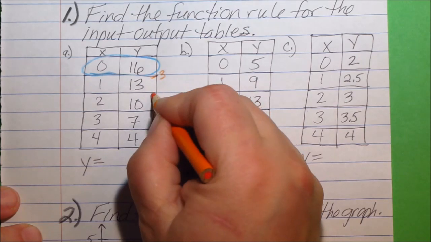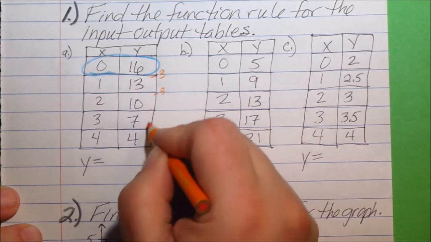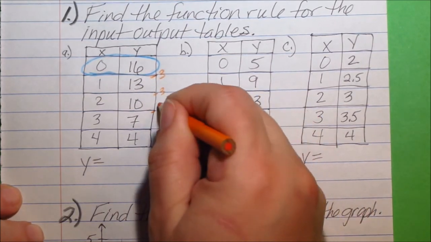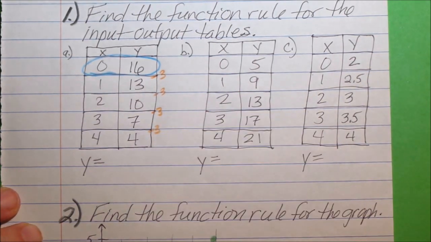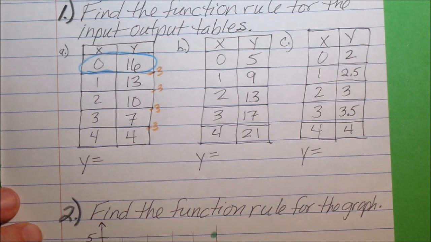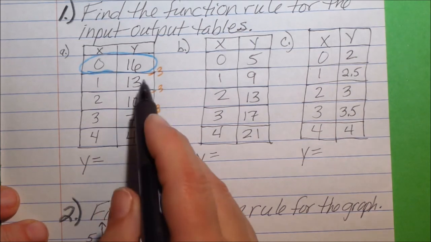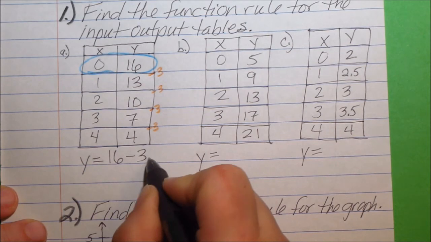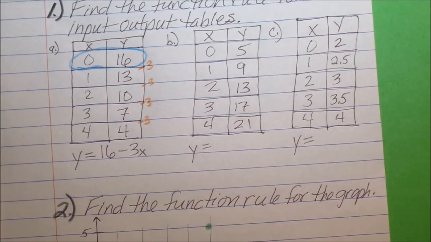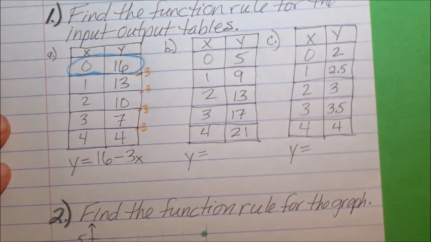From 13 to 10, that's a -3. From 10 to 7, that's a -3. From 7 to 4, that's a -3. So obviously, my rate of change is -3. So that means that I would write my function rule as start value is 16, -3, always end with x. All right, how'd you do?